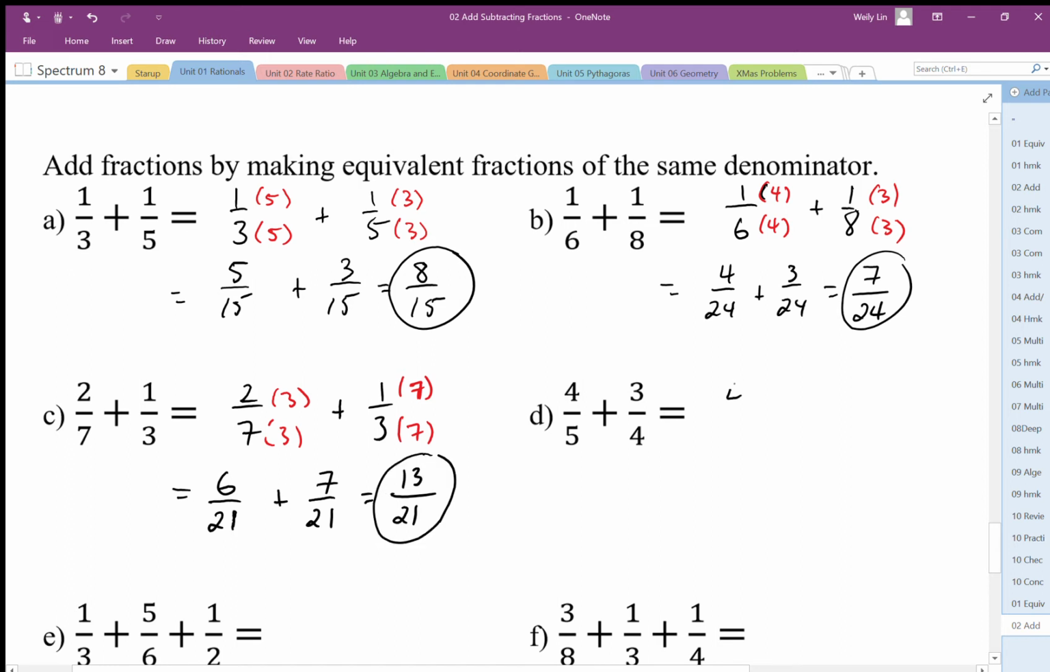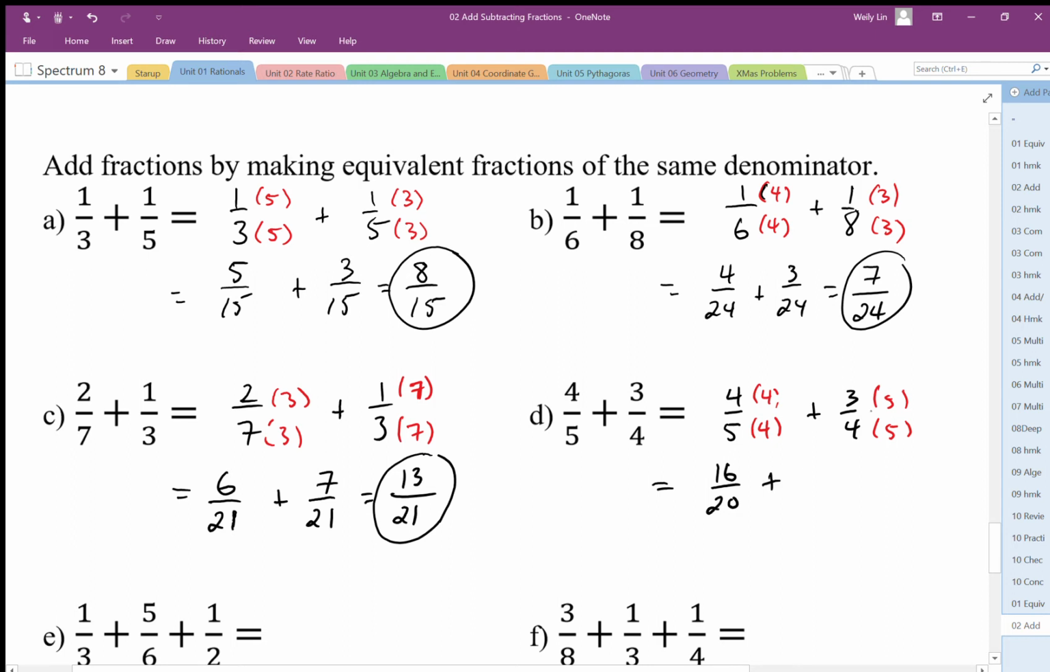So here we end up with 4/5. I'm going to use a times 4, groups of 4, groups of 4, plus 3/4. I'm going to do groups of 5. So I'm going to do groups of 5, groups of 5. Okay, my common denominator fraction is going to be 16/20. That's the same as 4/5, which is 80%.